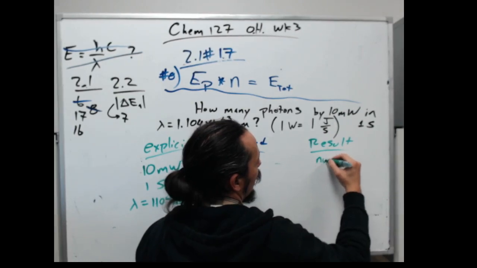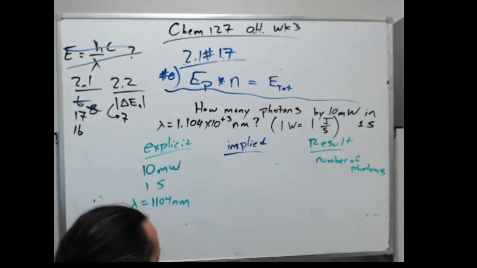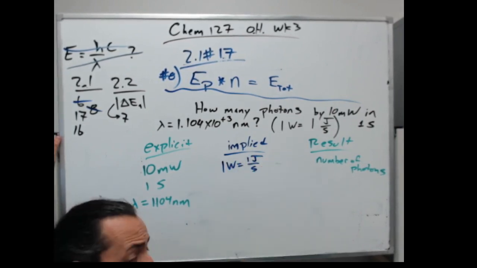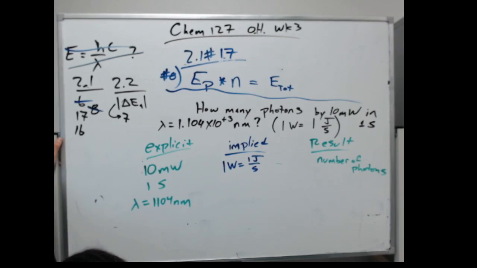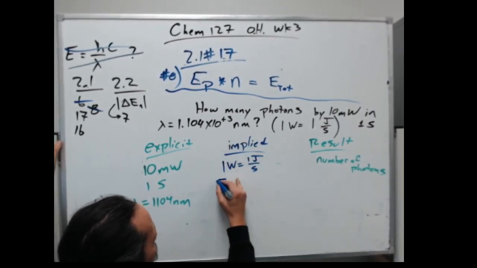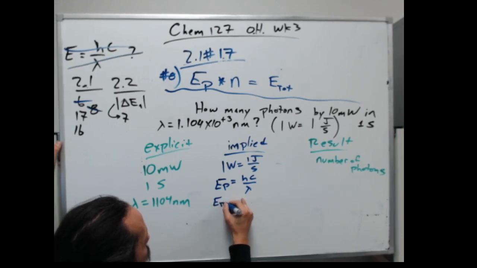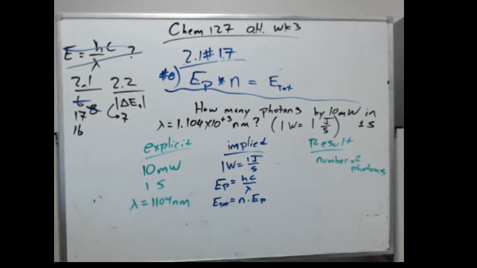The result I want is a number of photons. Implied information: 1 watt equals 1 joule per second. It's not given anywhere explicitly in the problem, but it was earlier in the homework. It's one of those things that I hope you know from high school physics. I didn't take physics. Oh, well. Then it's in the earlier problems. The other thing: energy of the photon is hc over lambda. And the energy total is going to be the number of photons times the energy of each individual photon, kind of like what we did in number 8.